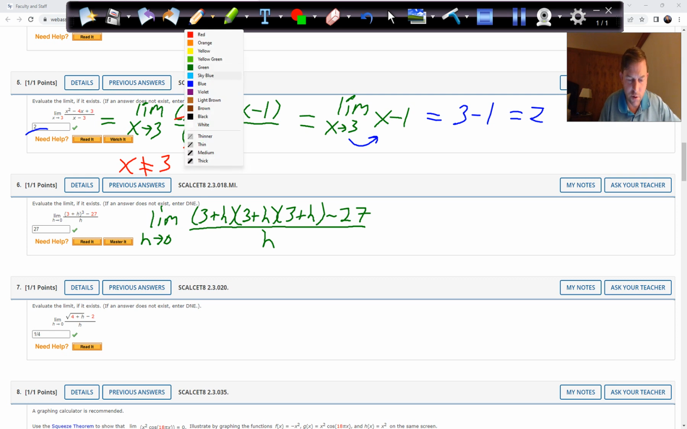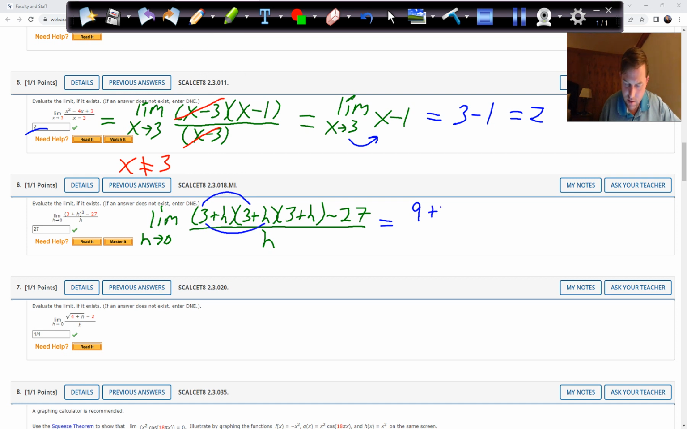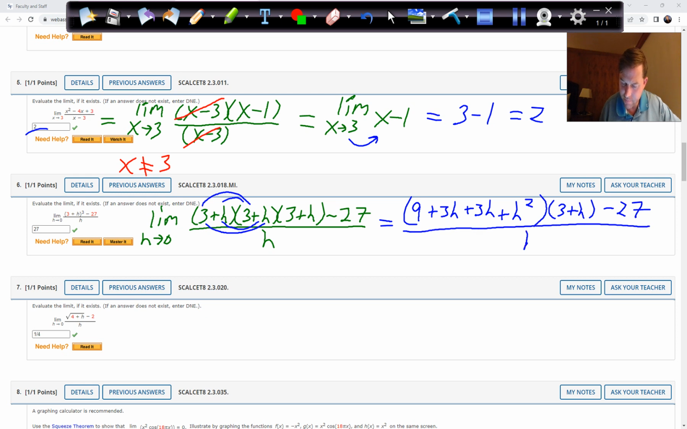Now we're going to have to FOIL this. So first 9, outer 3h, inner 3h, last h times h, h squared. But that's also being multiplied by a 3 plus h. And then the minus 27 is out there.